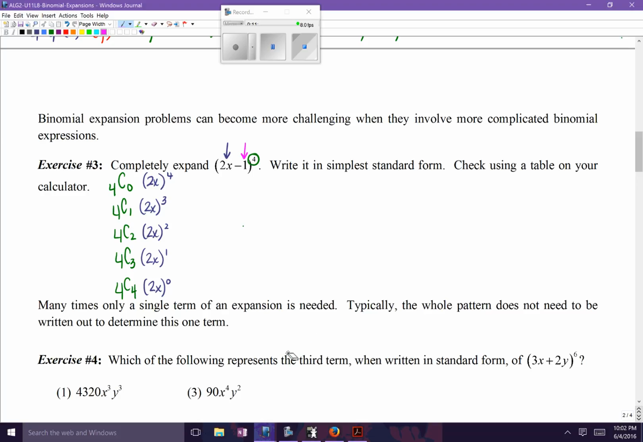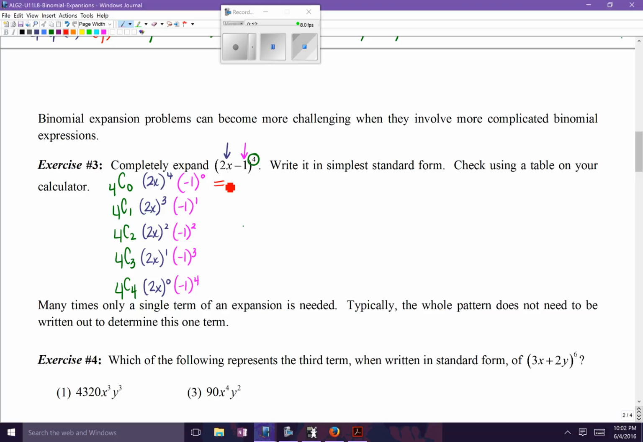Now we're going to take care of this value, which is in the y spot, and it's a -1. So now the y values, if you recall, these ones go in ascending order. So it's going to be -1 to the 0, -1 to the first, -1 squared, -1 to the third, and -1 to the fourth. Okay, now here comes the part where we could potentially make a mistake.